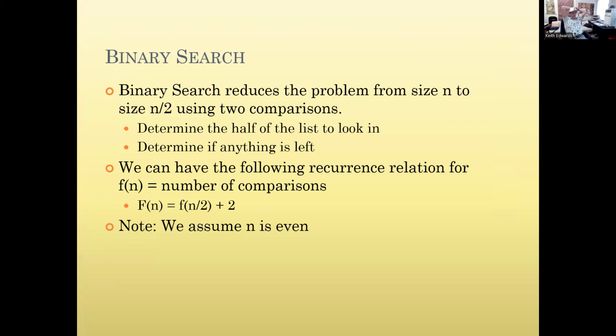So binary search reduces the problem size n to size n divided by 2 using those two comparisons. It divides the list to decide which half to look in and determines if anything is less. And so we have this recurrence relation, f(n) = f(n/2) + 2 comparisons. And we assume n is even.